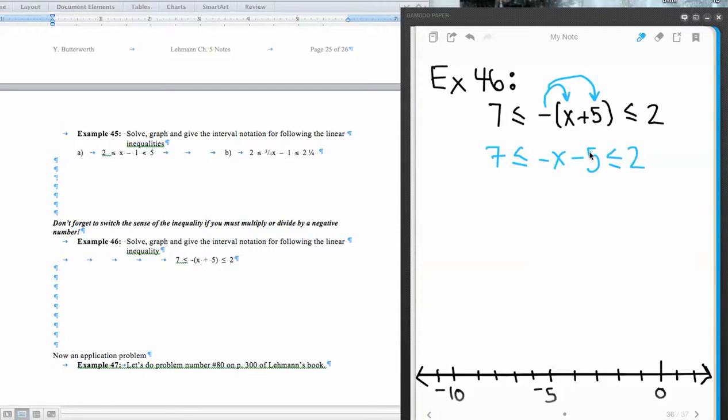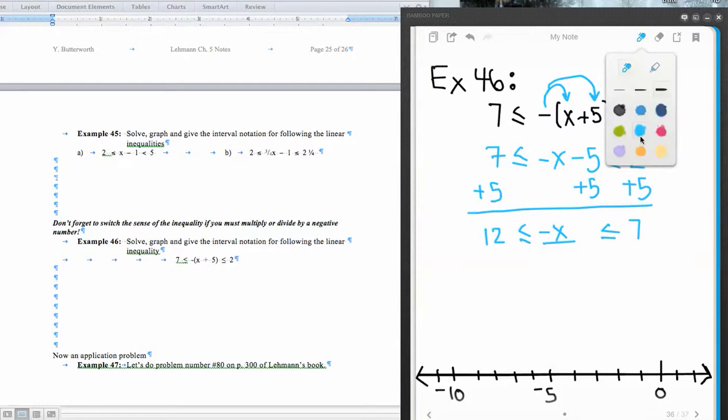Now I haven't multiplied or divided by any negatives throughout this thing, so nothing happened with the reversal there. Don't get caught up in that. And now I'm going to move the negative 5, so I'm going to add 5 to all 3 parts of it, both to the left and to the right sides of this inequality. And now I have 12 is less than or equal to a negative x, and then is less than or equal to a 7.